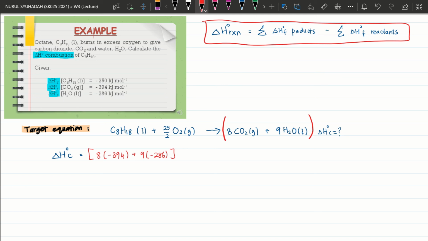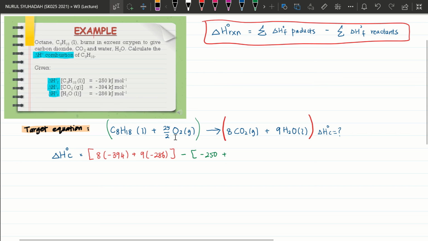And then minus the sum of delta H reactants. This is our reactant, the one that I put in green color. So minus square bracket. The first one, 1 mole of octane C8H18, so put the value as negative 250. We don't have to times by any number because we only want one value. And then plus oxygen. Now from the information given, there is no information at all for the formation of oxygen. Why is that so?